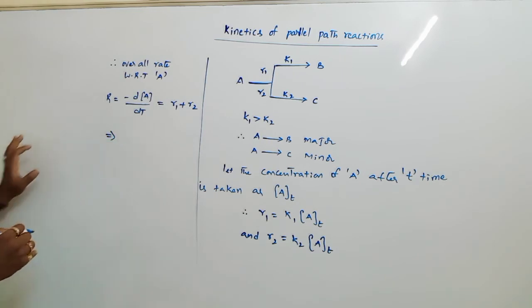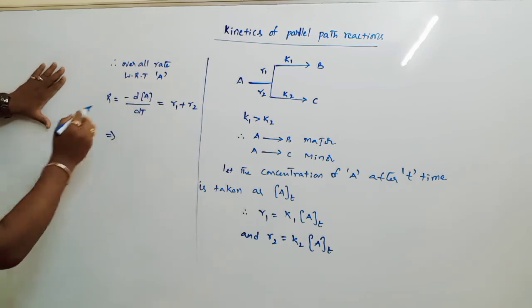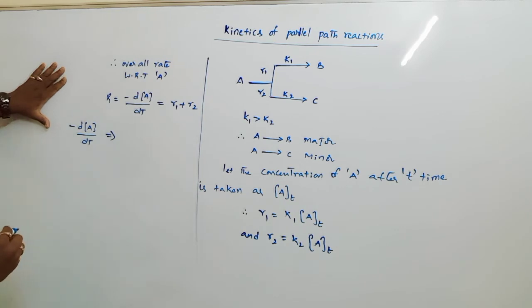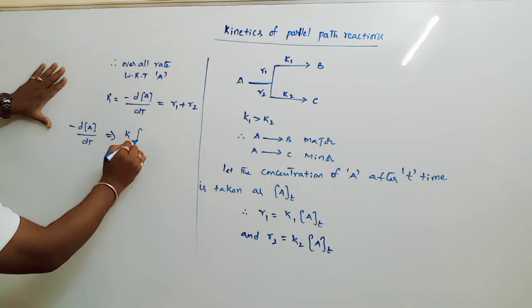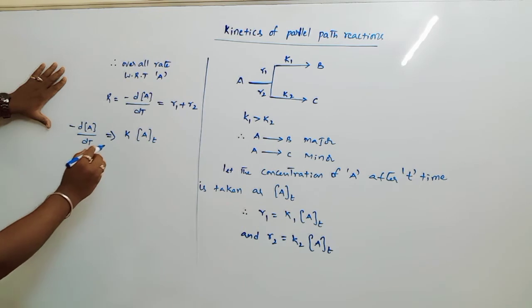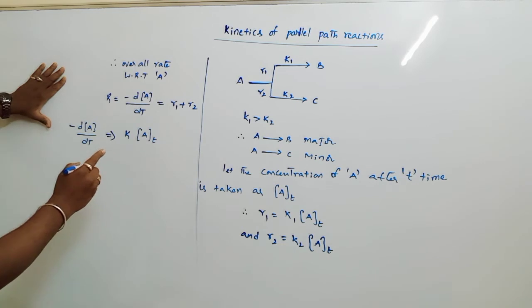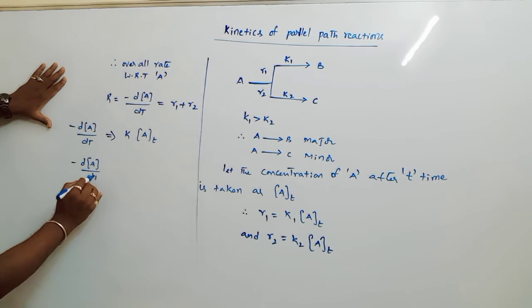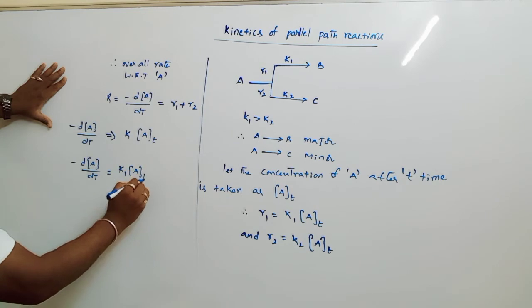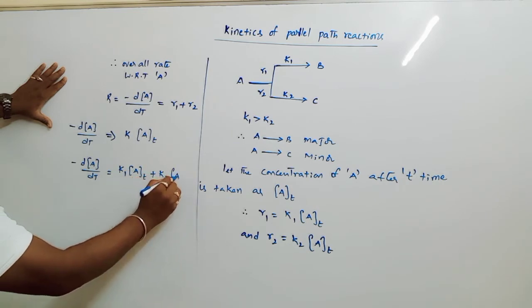So it can be written like this: minus d concentration of A by dt is equal to K into concentration of A at time t. Or you can write this expression like this also: minus d concentration of A by dt is equal to R1 plus R2, so K1 into concentration of A at t time plus K2 into concentration of A at t time.